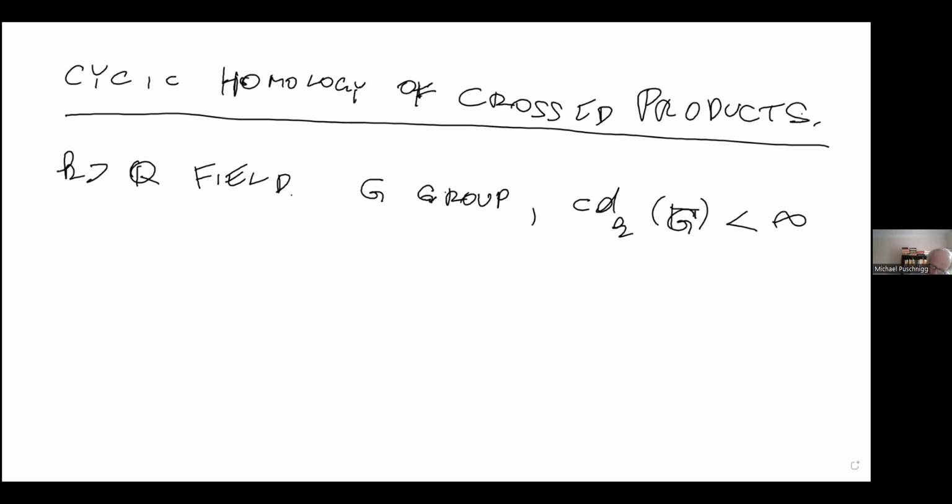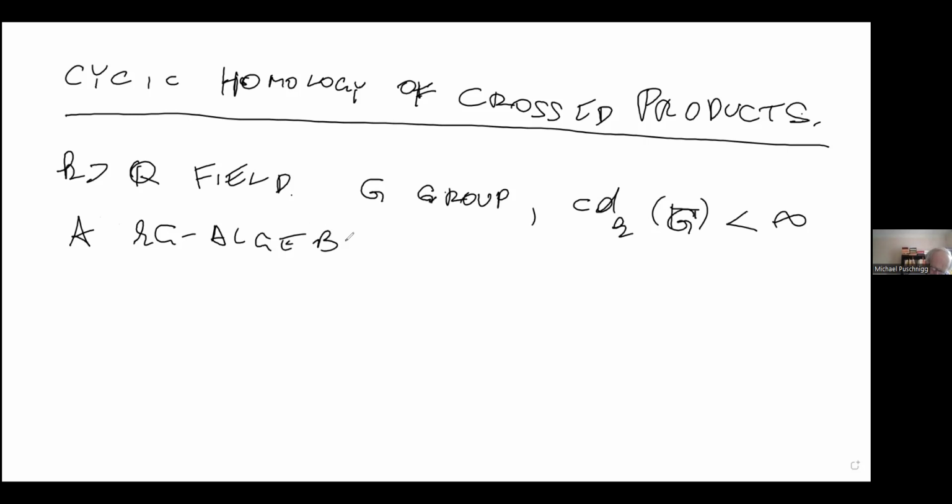Sorry, does that mean every module of the group algebra over K has a resolution of finite size? It means that you get a projective resolution of the constant G module K by projective KG modules of finite length. So there is a finite resolution by projective KG modules of the constant G module K. And A is supposed to be a G algebra.